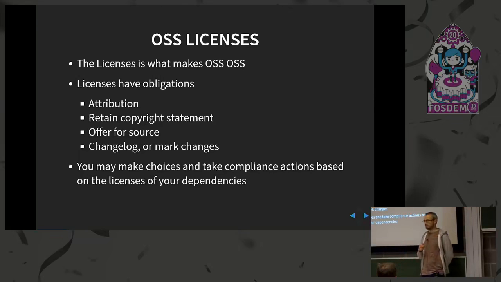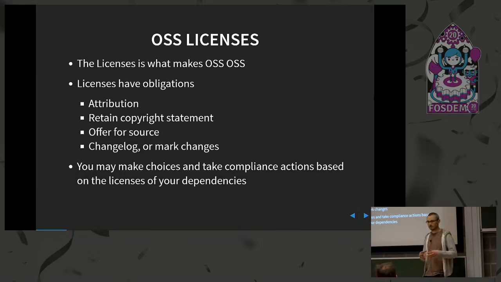Some examples of requirements that licenses have are attribution, which means just say I got this open source from so-and-so, retaining the copyright statement of the open source that you're reusing, potentially giving an offer for the source if you're distributing the binaries, and then maybe if you're making changes to the software, maintaining a change log or marking the changes that you made.